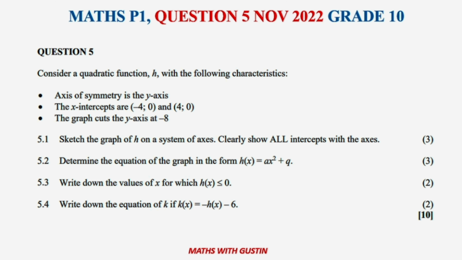Let's continue with our series where we're looking at Maths Paper 1, past papers of November 2022 up until 2020. Today, we're looking at question 5, grade 10. It says: consider a quadratic function h with the following characteristics. They give us the x-intercepts and the y-intercept. Then they want us to draw the graph, and at 5.4 they want us to write down the equation of k.